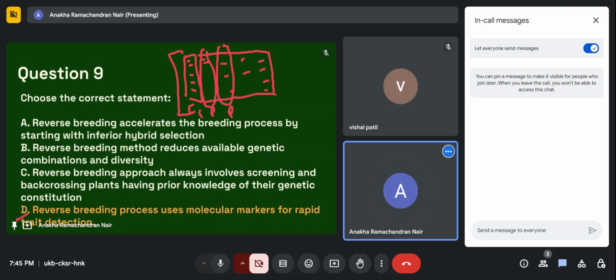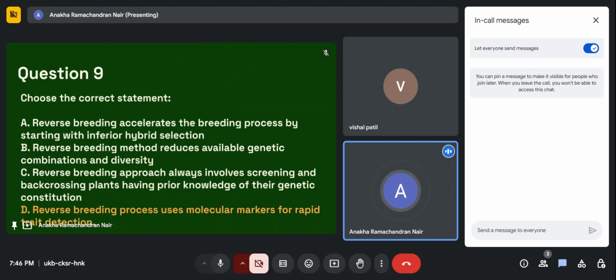trait detection. Okay, so option B is not correct because it does not reduce available genetic combinations and diversity. That's not what it is doing. Okay, option A is also not correct because you don't start with the inferior hybrid. You start with the hybrid that has the most vigor, right? And option C is also not correct because it does not involve back crossing plants or having prior knowledge of their genetic constituents, right? So let's move on to question number 10.